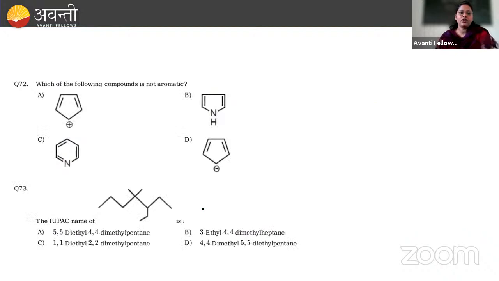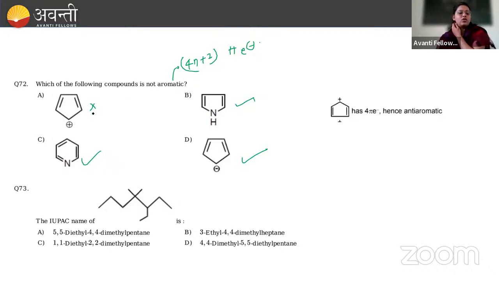Okay, next. Which of the following compounds is not aromatic? So here we need to find out which compound is not aromatic. So you know that in order for a compound to be aromatic, it should contain 4n plus 2 pi electrons. So here this is aromatic, we know. Here we know this is aromatic, right? We know this is aromatic. So which one is not aromatic here? Option A is not aromatic, because it contains only 4 pi electrons. That's why it is anti-aromatic in nature.